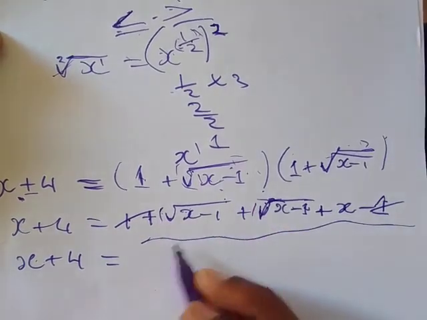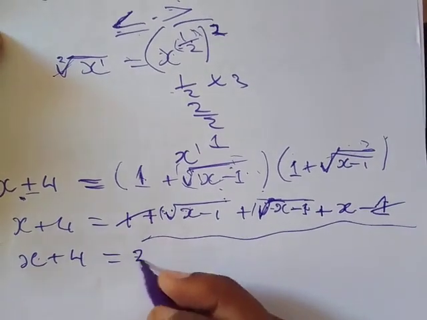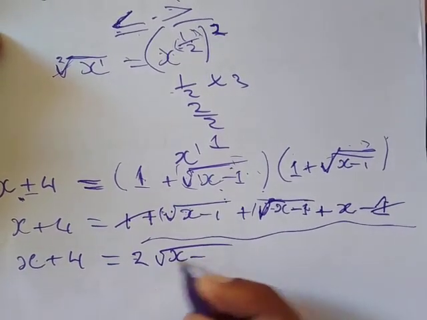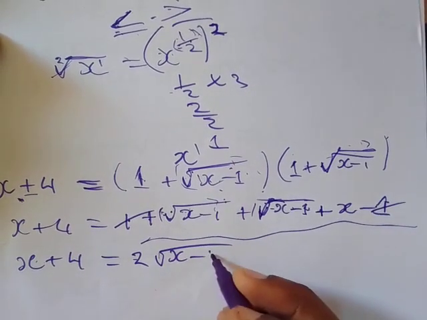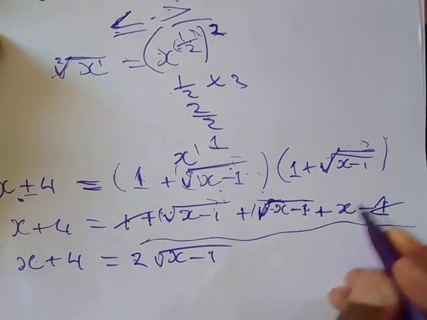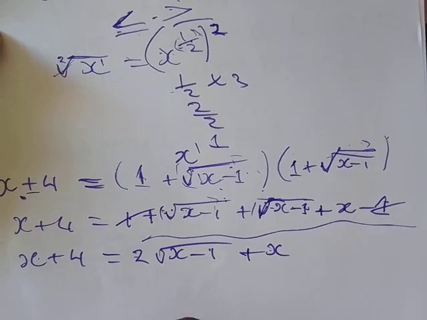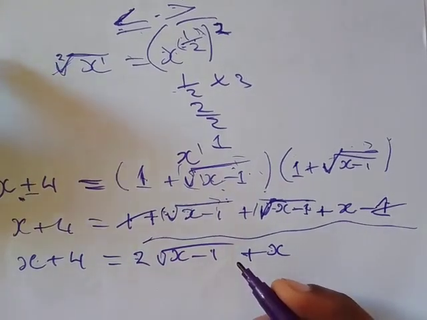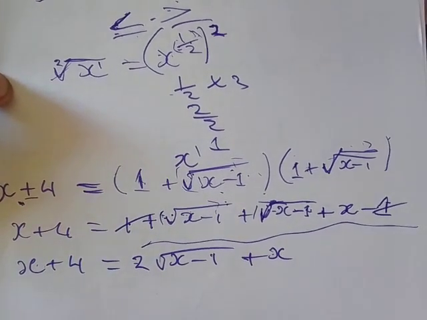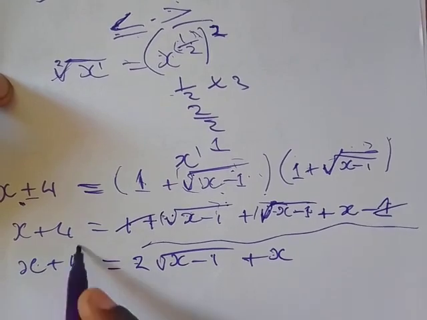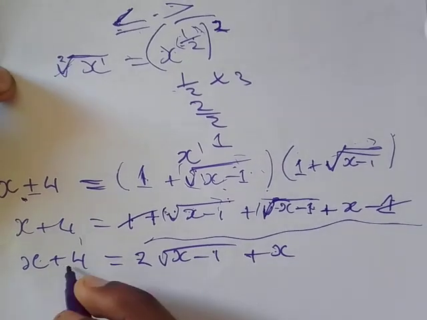So if they were to be added, I'm going to have 2 with what is in common, square root of x minus 1, okay? And then I'm going to remain with a positive x here because it hasn't been cancelled. So right now, if you want, you can take these on the other side, okay?